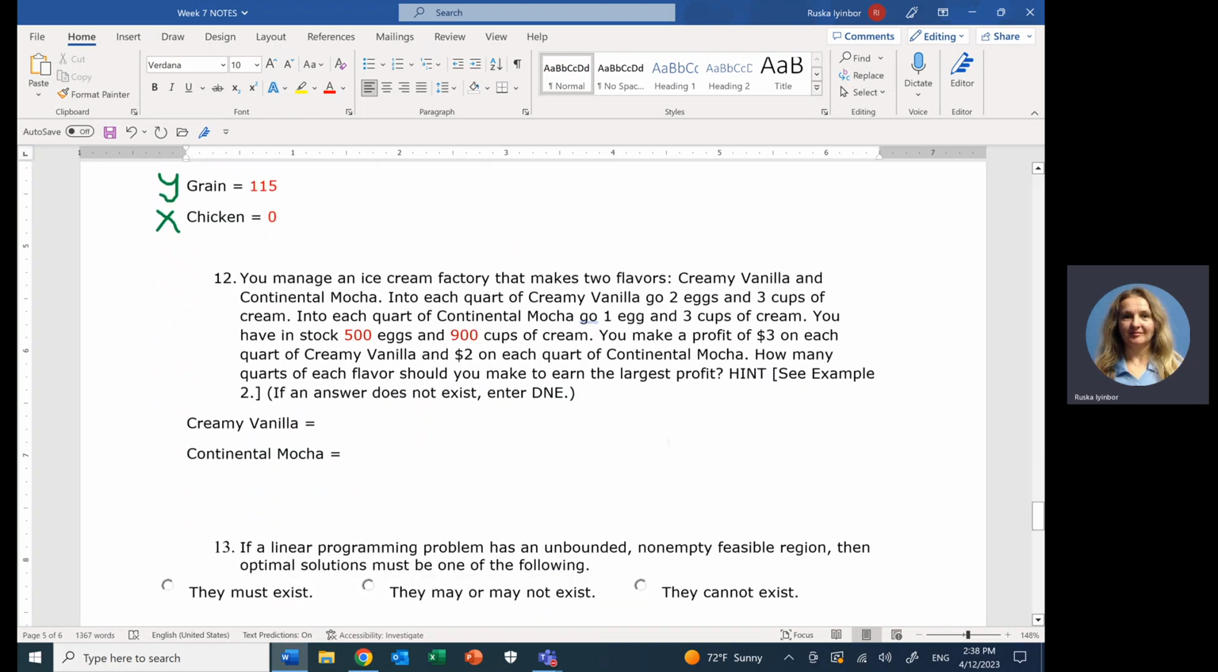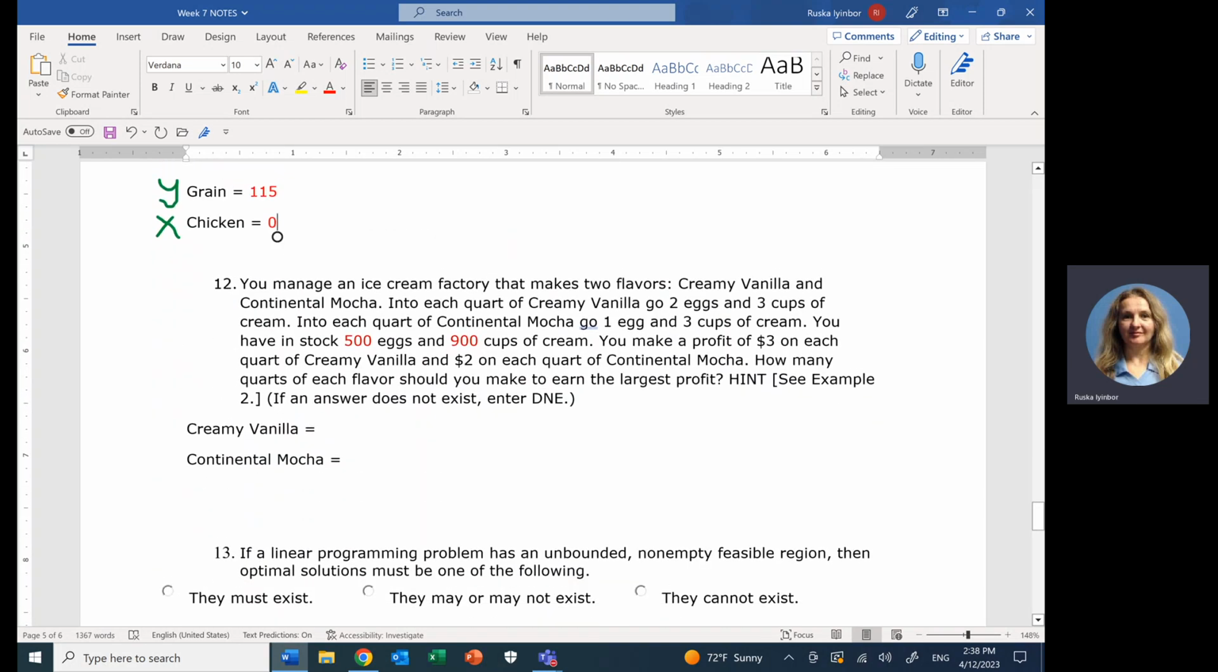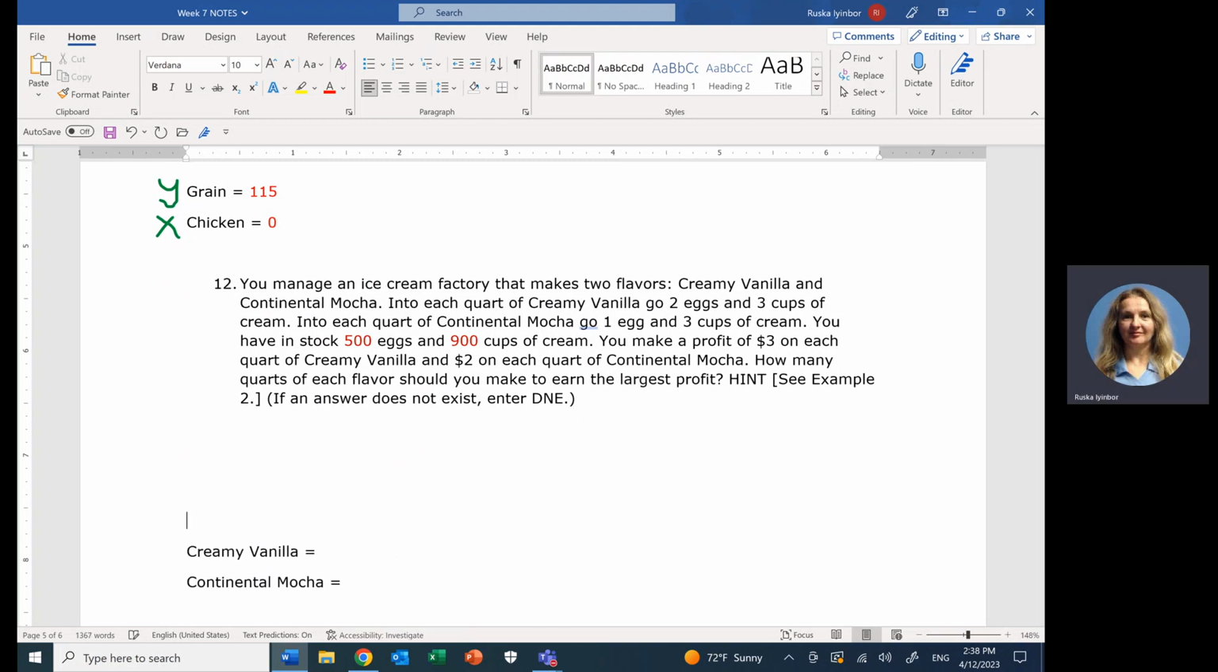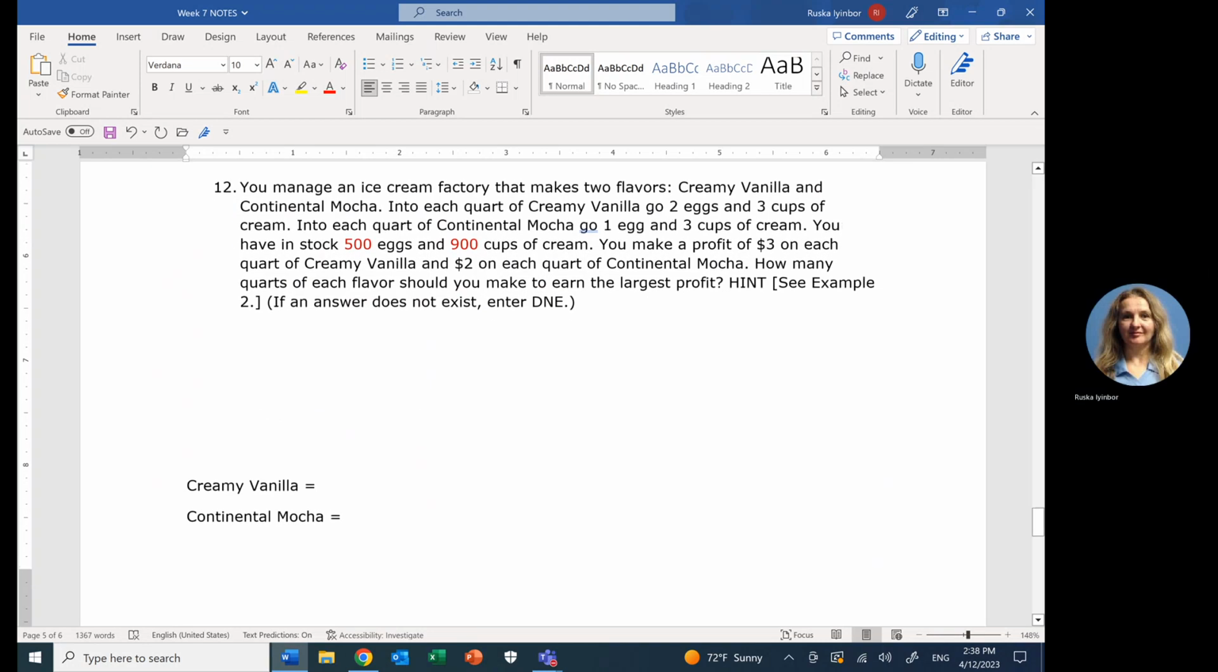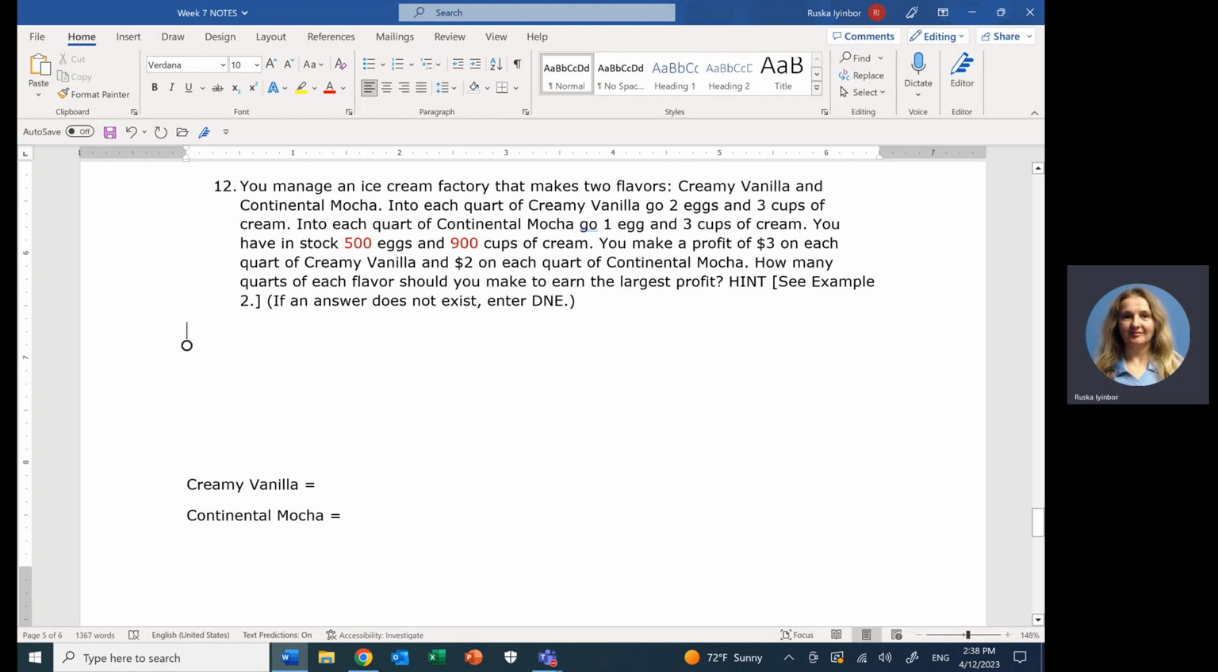The next question is the same way. Just here, instead of chicken and grain, you're going to have two different types of ice cream, vanilla and mocha. So we're going to plug it in here. We're going to start with finding how many quarts of each flavor we should make to earn the largest profit. So you're looking for the maximum profit, right?